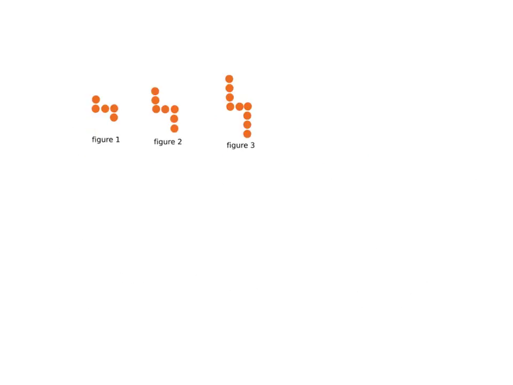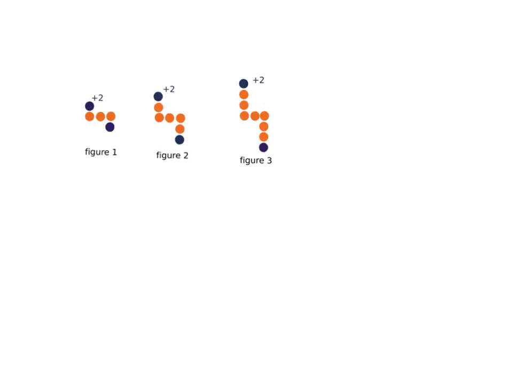Okay, I want you to try this one. Open your homework books and see if you can figure out for me how many dots there'll be in the 4th figure, the 10th figure, and the nth figure. Okay, hopefully you noticed that what you were doing each time was adding on 2 extra dots, 1 at each end.